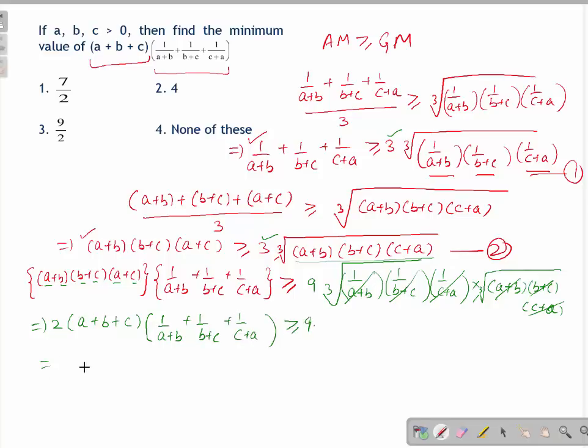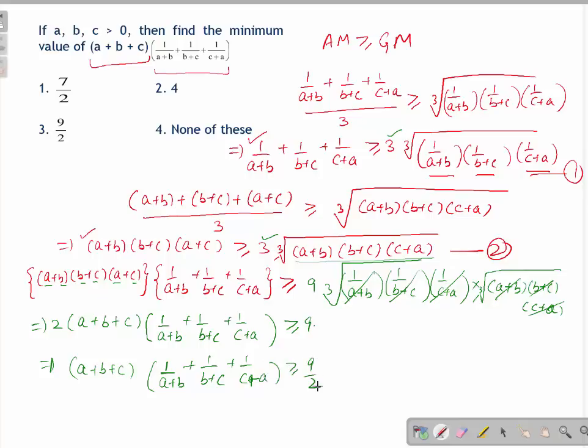From here we get that (A plus B plus C) into (1 upon A plus B plus 1 upon B plus C plus 1 over C plus A) is greater than or equal to 9 by 2.